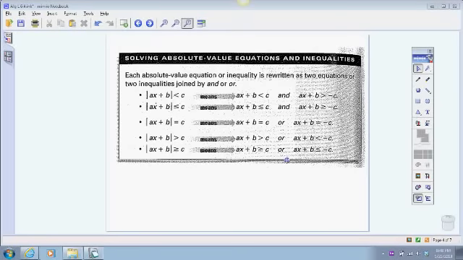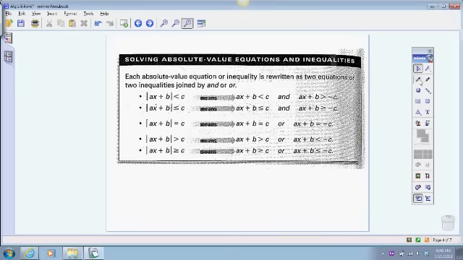An absolute value inequality is a little bit different than solving an absolute value equation. So you're going to want to make sure that you write down this table into your notes. If you look, solving an absolute value equation is right here.